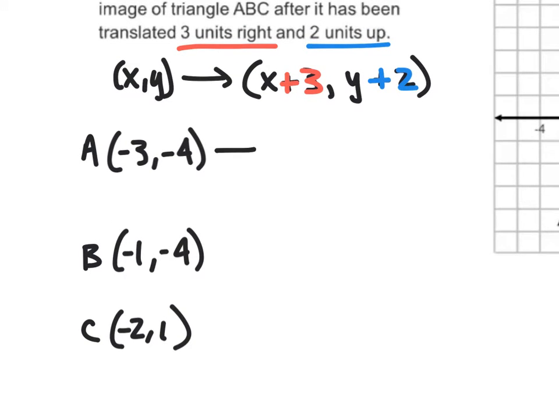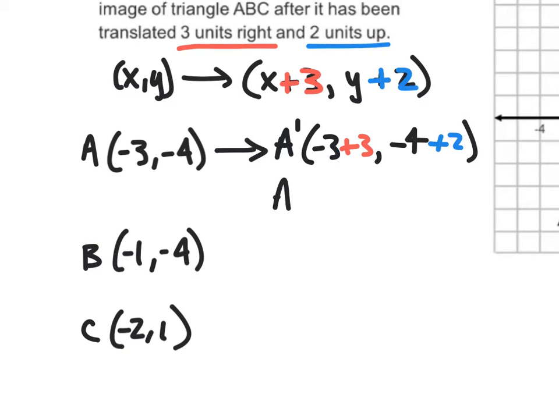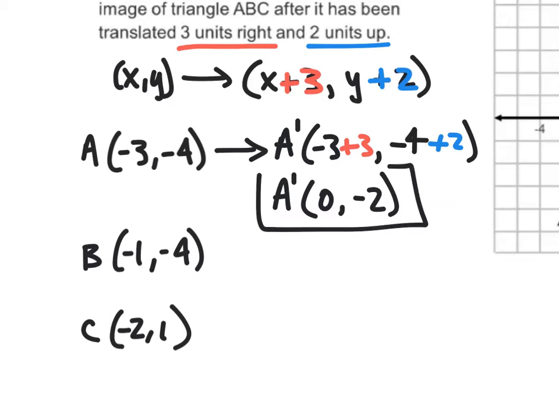Now I'm going to use my rule. To translate this into the point A prime, I'm going to take -3 and add 3 to it. Then I'm going to take my y value, which was -4, and add 2 to that. That's going to give me my new point. So let's do the math. A prime: -3 plus 3 is 0, -4 plus 2 is -2. So that's my point for A prime.